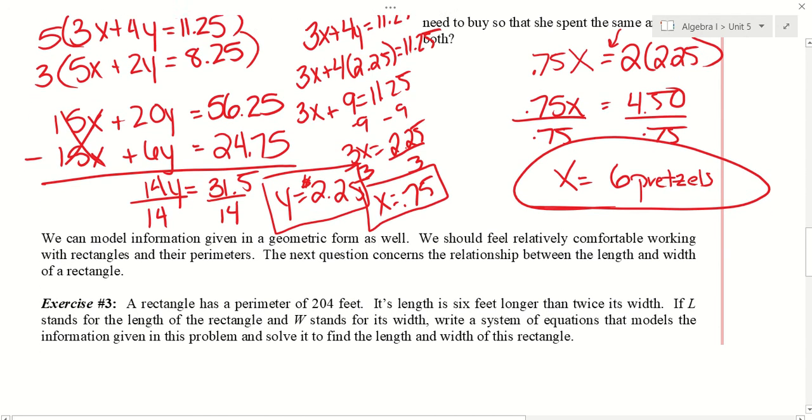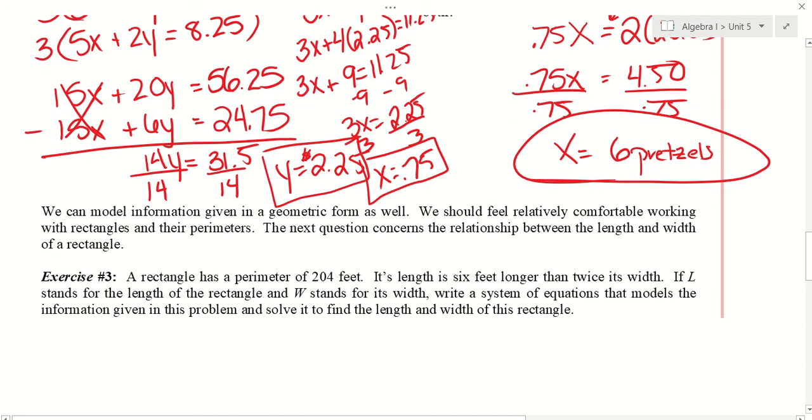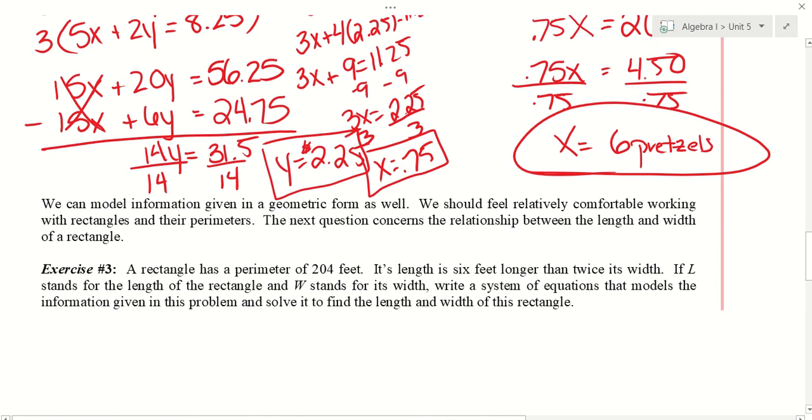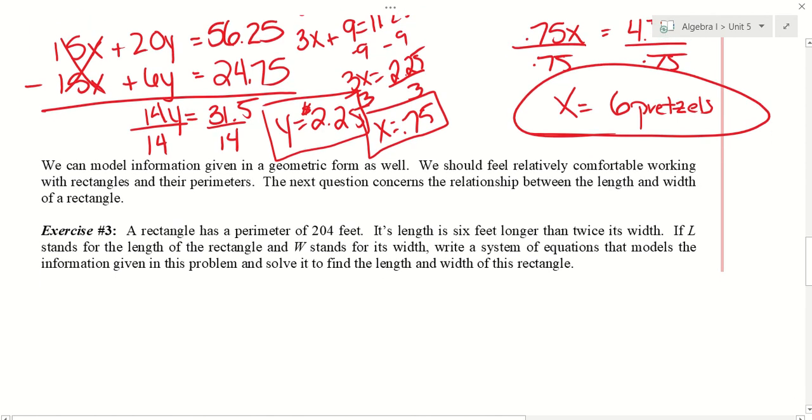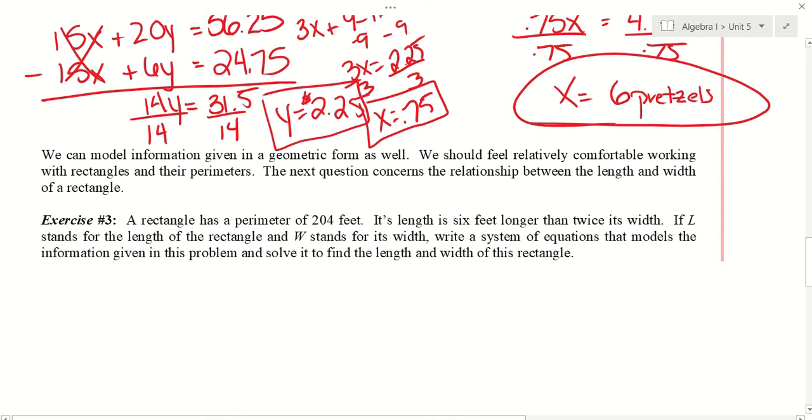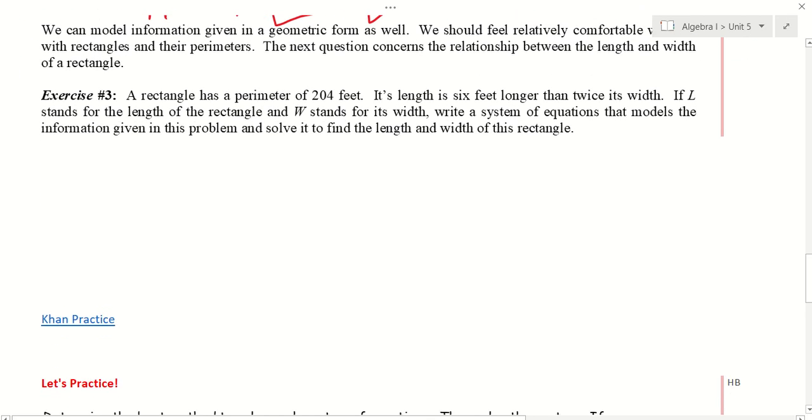Okay, last question for the notes. We can also use systems for geometric equations. They love the rectangles, so you will see this often on the regions too. Guaranteed you're going to see one or the other on a region. So here we go. We have a rectangle. Whenever I go with the rectangle question, I love to draw a diagram to help me put all the information down. So it has a perimeter, I'm going to put that on the inside as a P, of 204 feet.